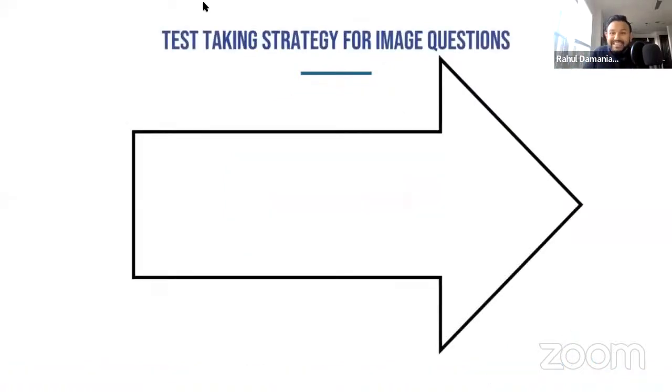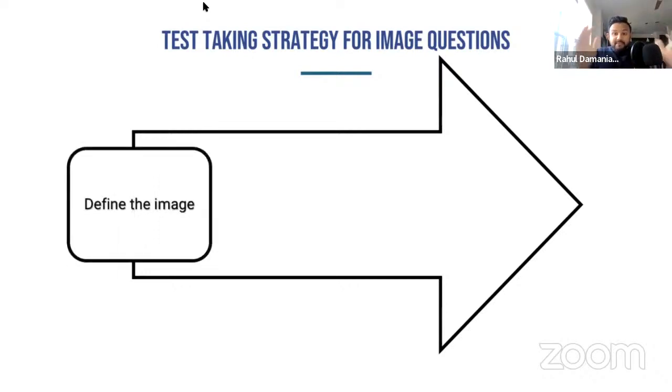So what is the test-taking strategy that I use when I go through an image question on the USMLE? Well, I use three steps. Number one, define the image. As I get the vignette that says a photomicrograph is shown, I'll look at the image and say, I need to define this image. And you're going to define this image in three ways. You're going to say, this is either a gross pathology image, a microscopic pathology image, or maybe it's a radiographic image, like an X-ray or a CT scan.